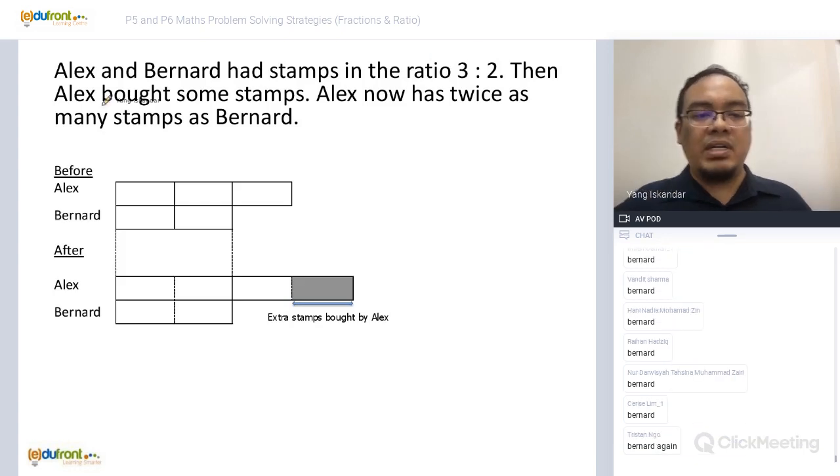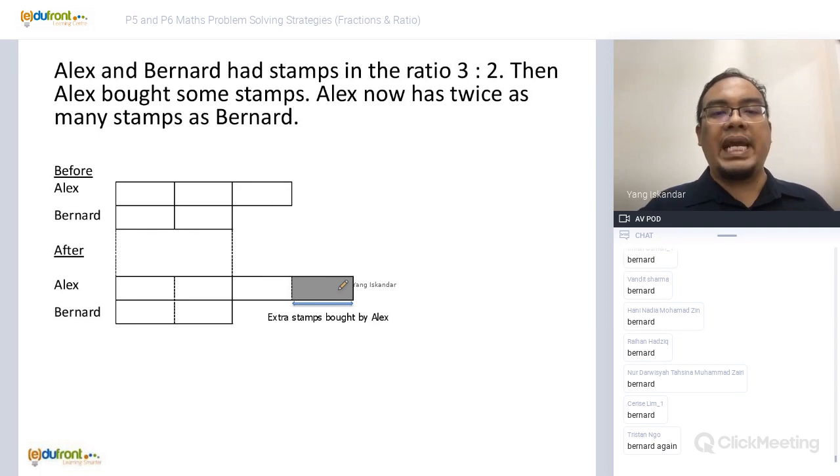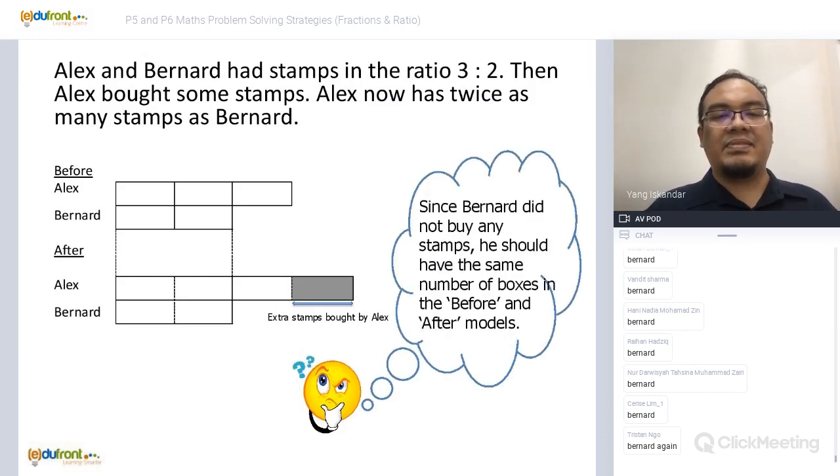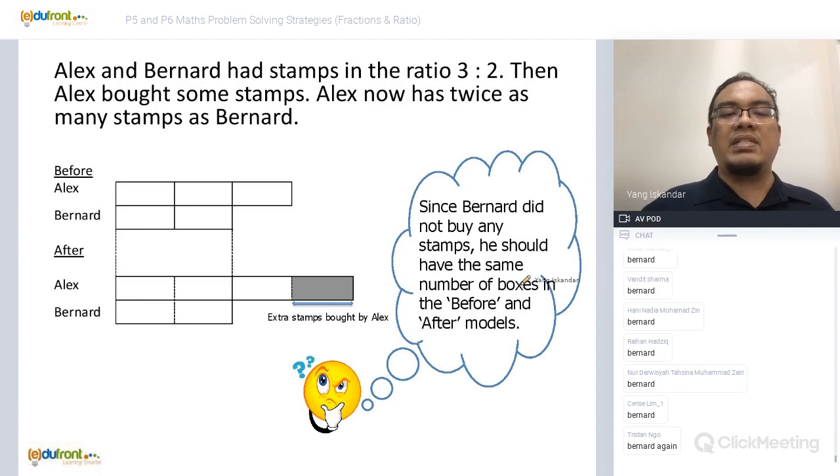Okay, so let's take a look at the model. So Alex at first has 3 units and Bernard 2 units. Then Alex bought some stamps, and because of that, Alex now has twice as many stamps as Bernard. You notice that for Bernard, there's no change. Initially 2 units, in the end also 2 units, but Alex bought some stamps. You need to add on to the model for Alex, right? And the ratio now, Alex has twice as many stamps as Bernard. Easy, right? Since Bernard did not buy any stamps, he should have the same number of boxes in the before and after model. So here is using the model method.